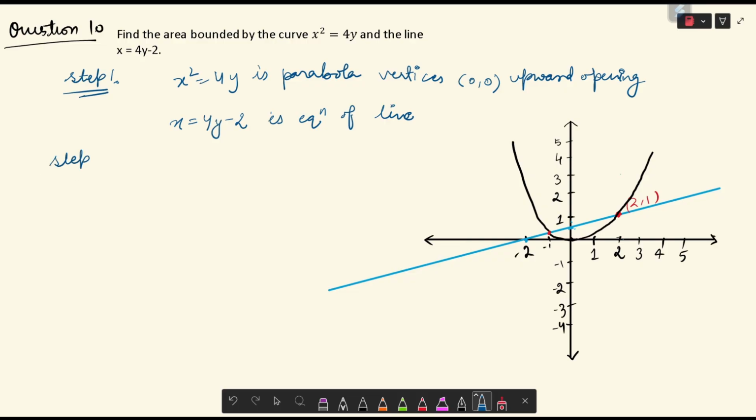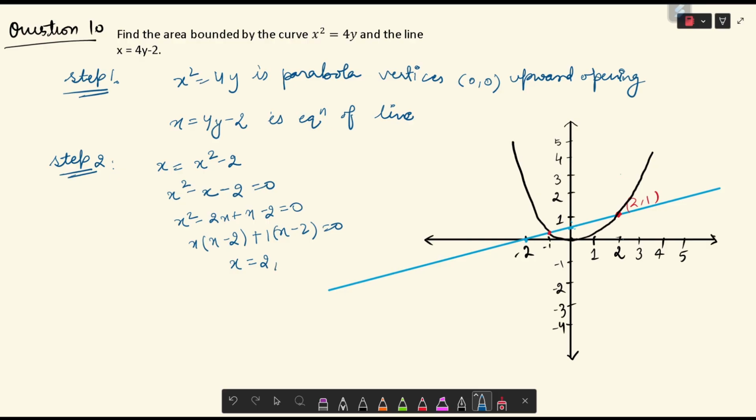Then step 2 is to find the intersection point. So we substitute value of 4y in the equation of line. It will be x is equals to x square minus 2. We'll have x square minus x. Sorry, I have written x square here. So we get x square minus x minus 2 equals to 0. So x square minus 2x plus x minus 2 equals to 0. x कॉमन ले लेंगे, x minus 2 plus 1 कॉमन ले लेंगे, x minus 2 equals to 0. So x is equals to 2 and minus 1.